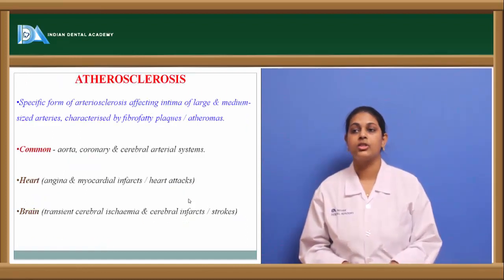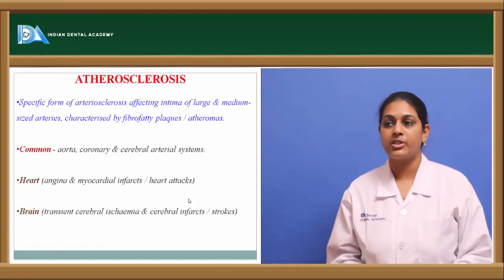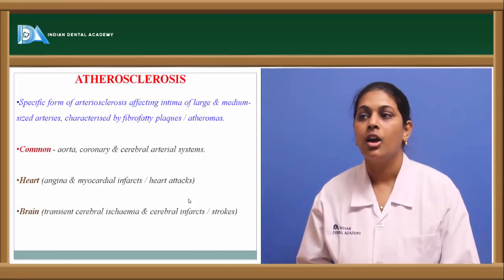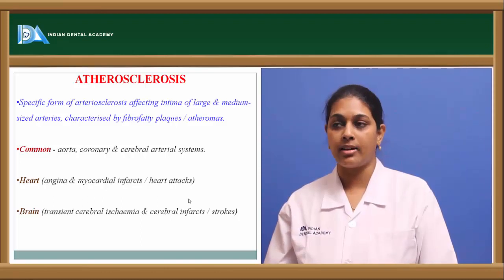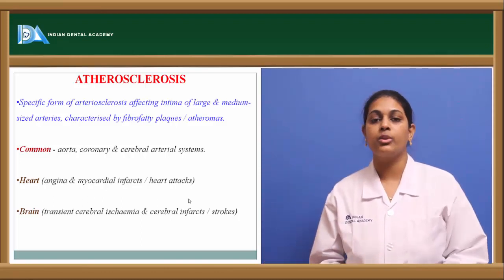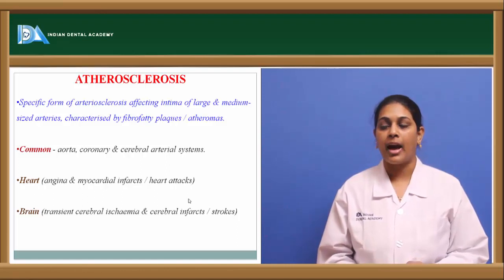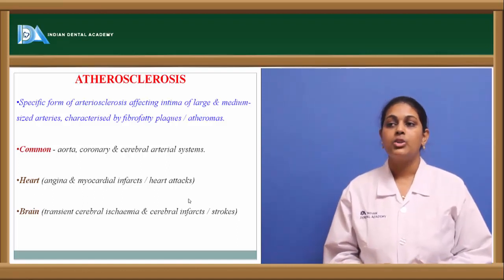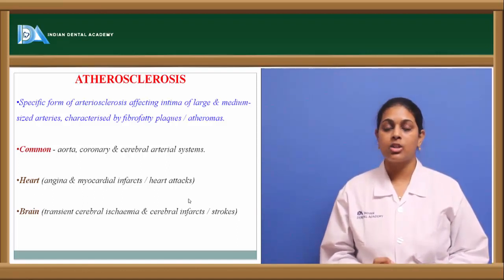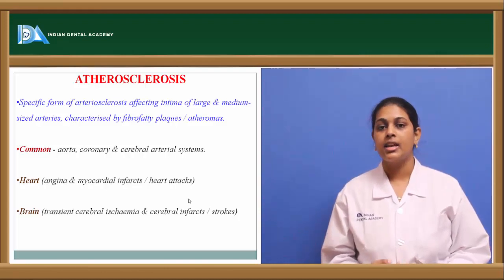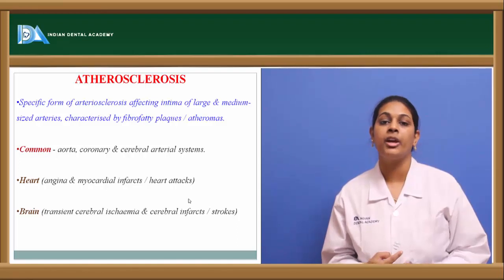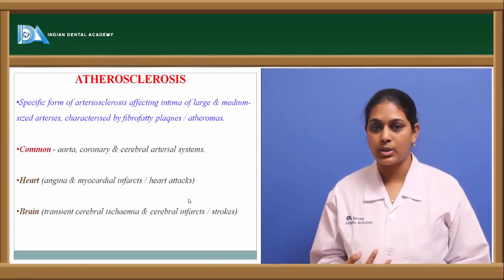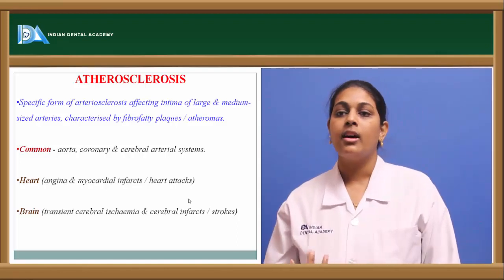Coming to atherosclerosis. Atherosclerosis is a specific form of arteriosclerosis which usually affects the intima of the large as well as the medium-sized arteries, and it is characterized by the formation of fibrofatty plaques, otherwise known as atheromas. So it is majorly a condition which involves the arteries, which blocks these arteries by forming certain fibrofatty changes as well as plaques, also known as atheromas.